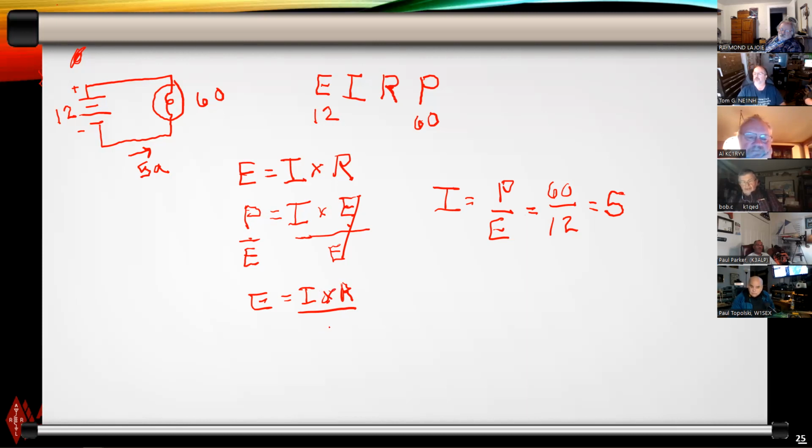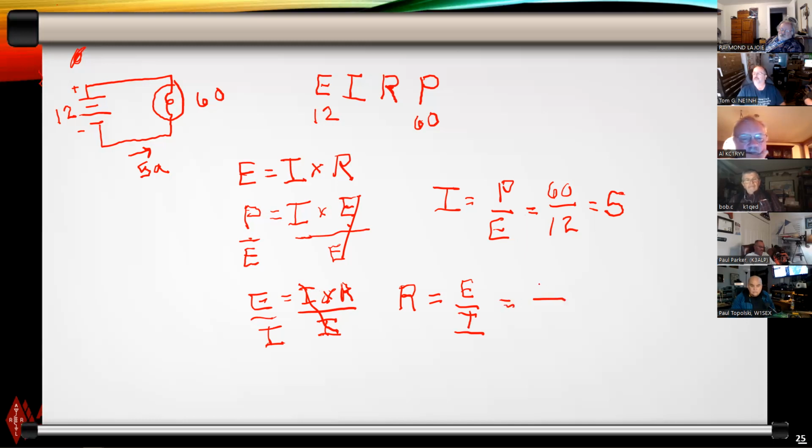Okay. I'm actually going to divide by I. I want to leave R by itself here. Okay. Divide both sides. There you go. So it's R equals E divided by I, which equals what divided by what?